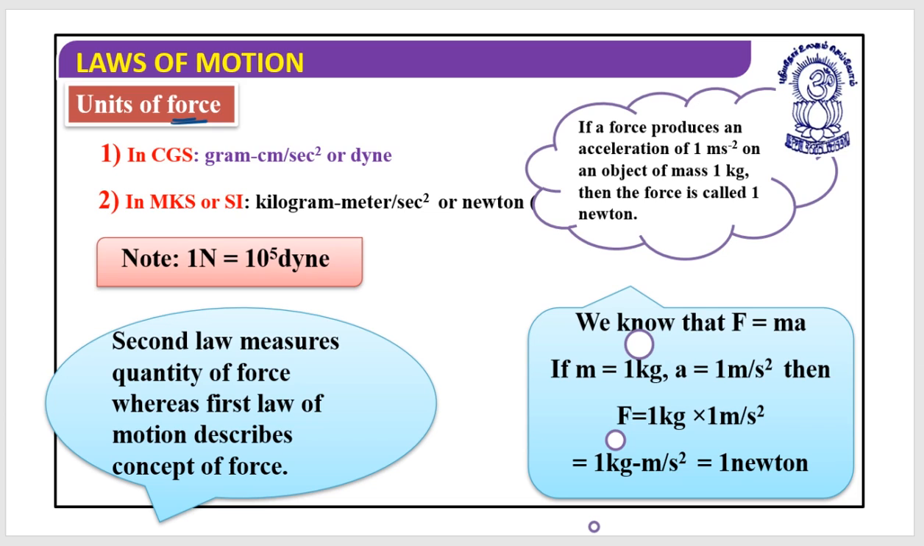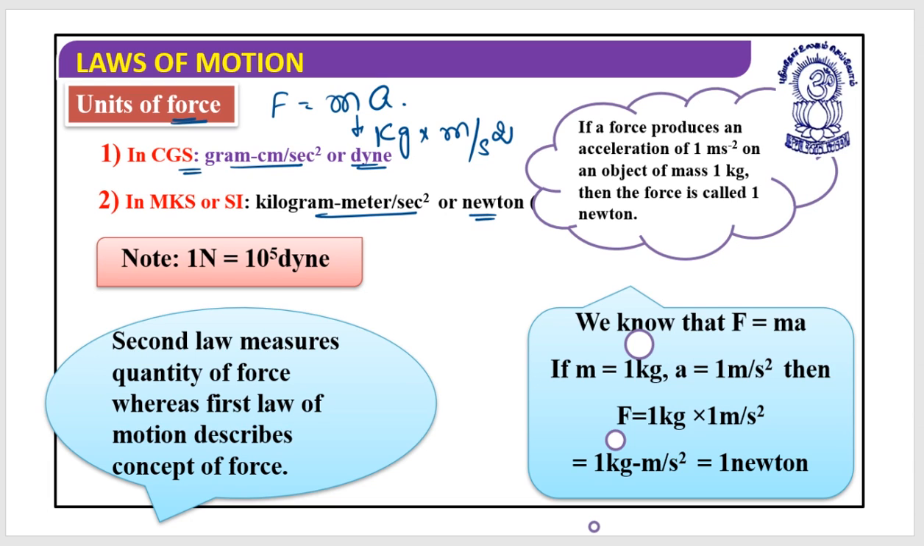So let's find out the units of force. In CGS units, we can write like this: force is equal to m into a. We are going to derive this, but before we go through the derivation, let's just write down the units. We know that it's mass into acceleration, and for mass it's kg, for acceleration it's meter per second square. So the unit of force in CGS could be written as gram into centimeter per second square or dyne, and in MKS or SI it's kilogram into meter per second square or Newton.